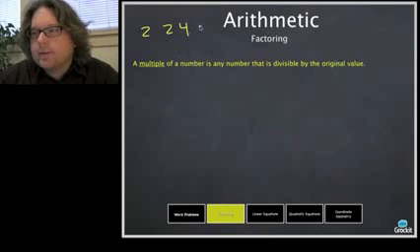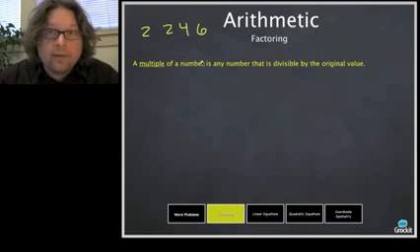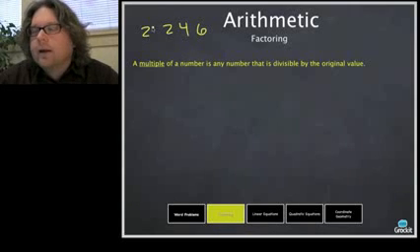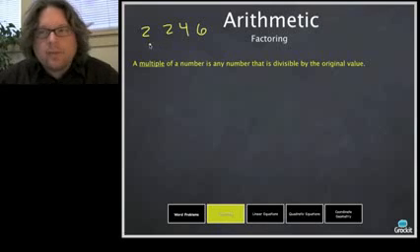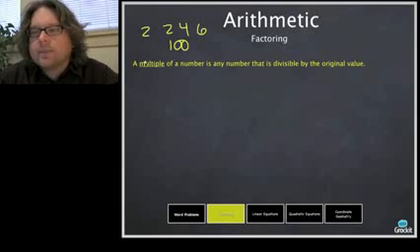4 is divisible by 2. 6 is divisible by 2. In fact, any even number is divisible by 2. And so these are all multiples of 2. This is 1 2, this is 2 2s, this is 3 2s. 100 is divisible by 2, this is 50 2s.